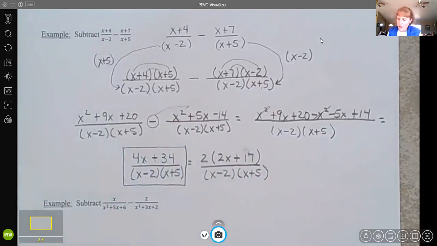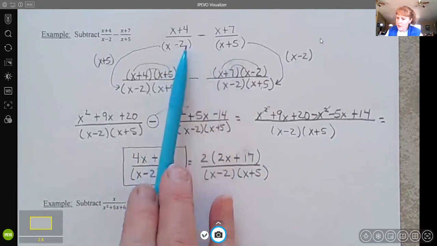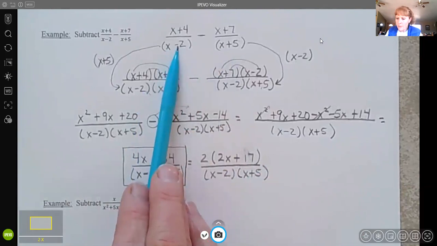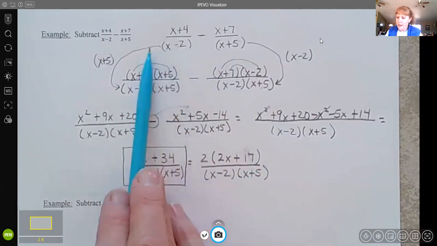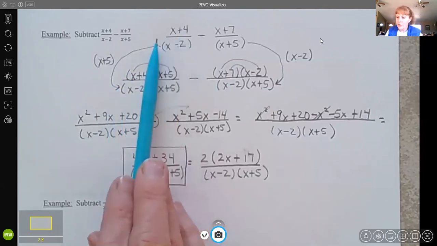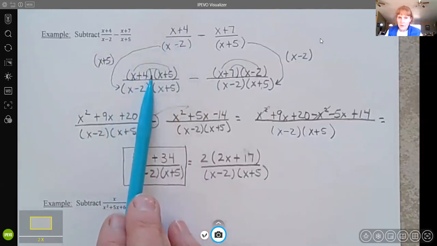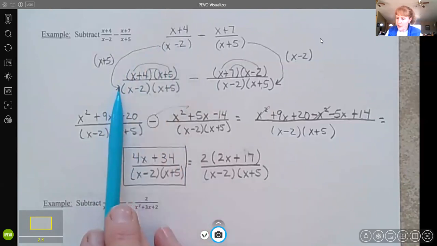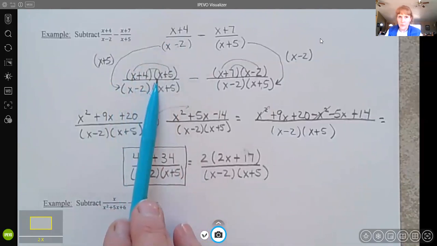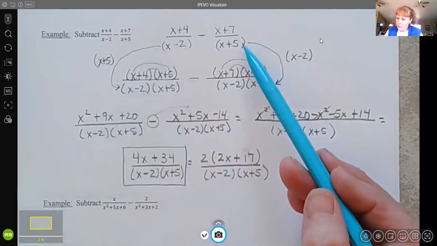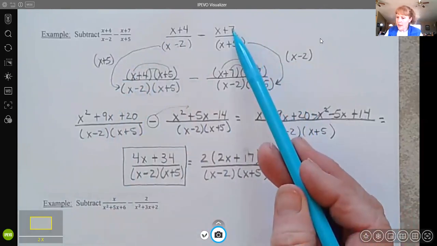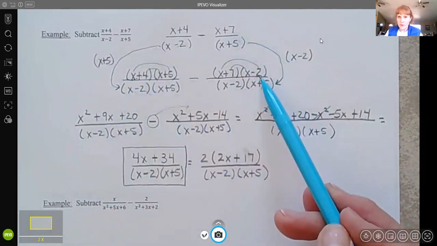So again, you get a common denominator. Everything here needs to appear in your denominator. Then you ask yourself, what do I multiply this denominator by to get to this one? And that's the same thing that you'll multiply to the numerator. So I had to multiply by an x plus 5 to get to my new denominator. So I'm going to do the same thing in the numerator. What do I multiply this denominator by? X minus 2. So I take that numerator times x minus 2.